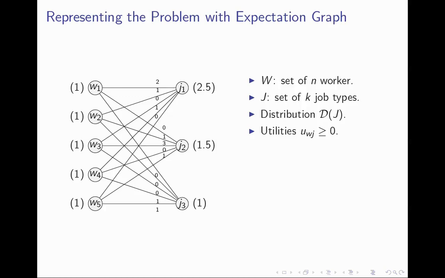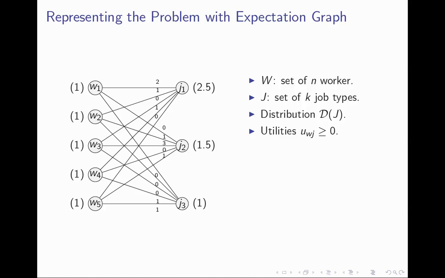So in order to actually solve this problem and to describe our algorithm, we're going to introduce what we call the expectation graph. In this expectation graph, we again have workers on the left-hand side. But on the right-hand side, instead of having the actual jobs that arrive, we have the job types. Now, the distribution over the job types is represented by these weights at the job types. And those weights represent the expected number of arrivals of that job type.